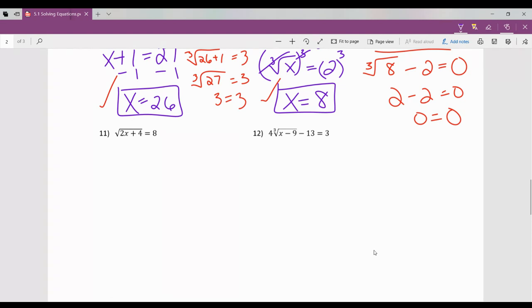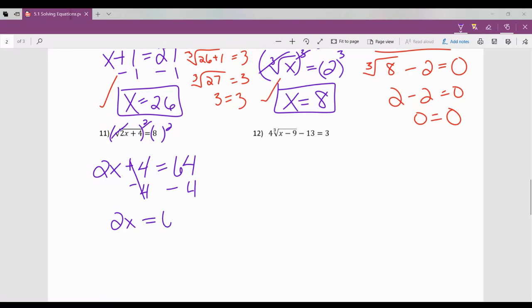So we want to get rid of the square root. So I'm going to square both sides. So the square root and squared cancel. We get 2x plus 4 equals 8 squared is 64 minus 4. So we get 2x equals 60. Divide by 2. X is equal to 30. Final answer.